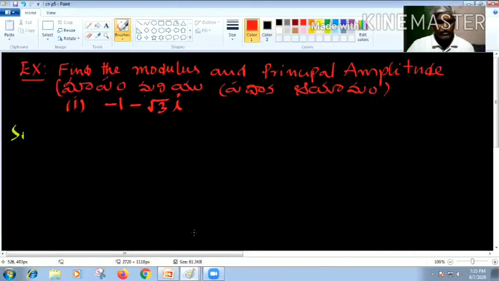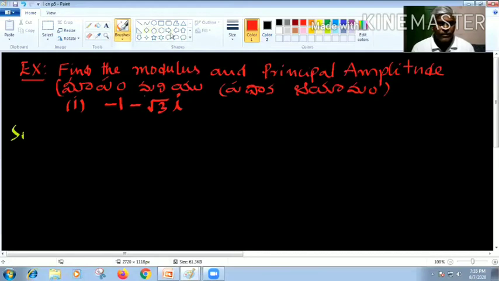So now let us consider another problem. Find the modulus and principal amplitude of the given complex number -1 minus root 3 i.